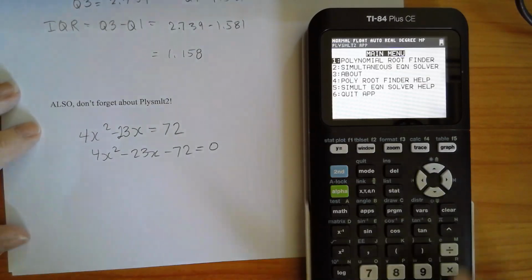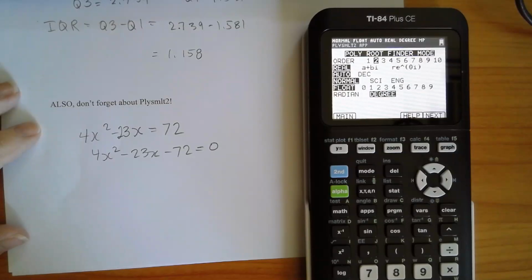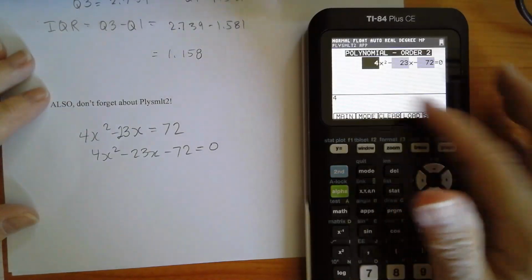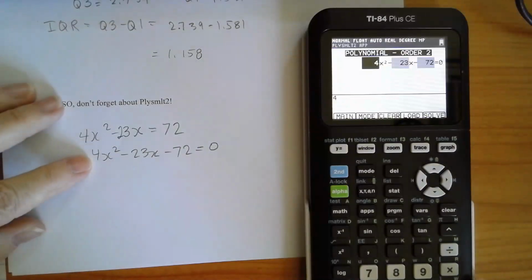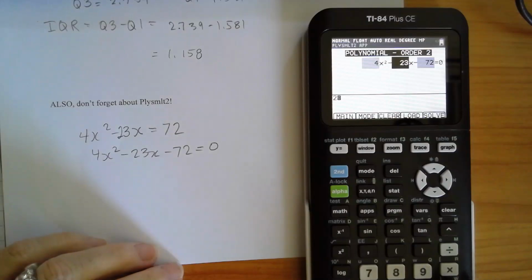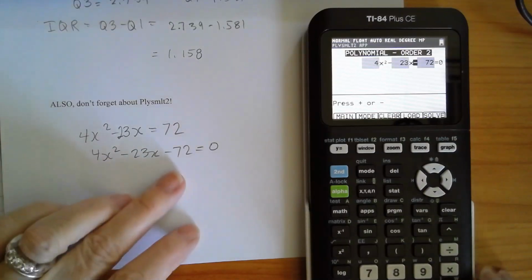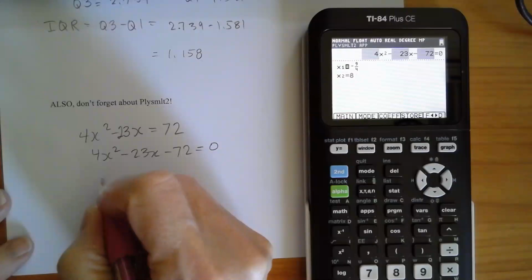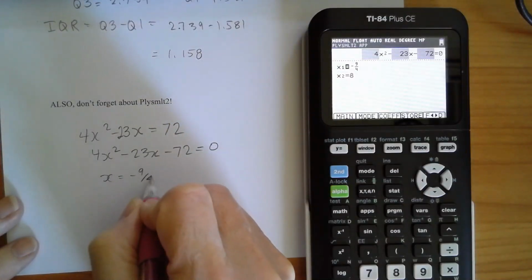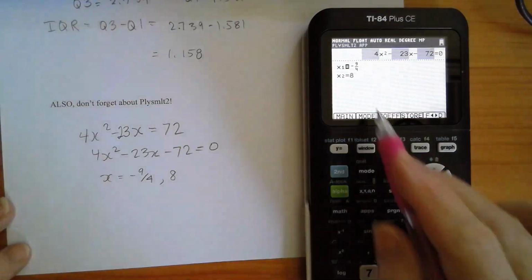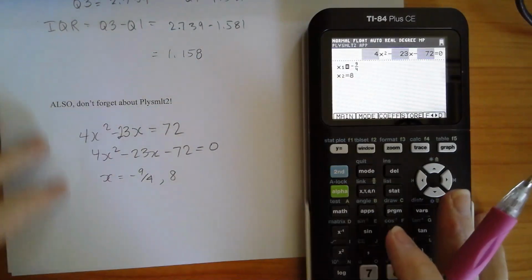There's also a simultaneous equation solver, you could probably try that too. It's of degree 2, so that's what I want. I go next. I already have it typed in because I did it earlier. So you type in the 4 and hit enter, then it goes to the sign. Minus, enter, 23, enter, minus, enter, 72, enter, equal to 0. Then I hit solve, and right away it pops out x equal to -9 on 4 and 8. So that's really lovely that it can do it that fast. Practice both those calculator things a little bit. Okay.